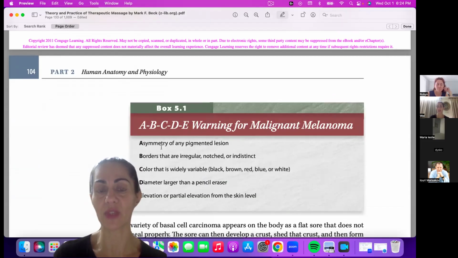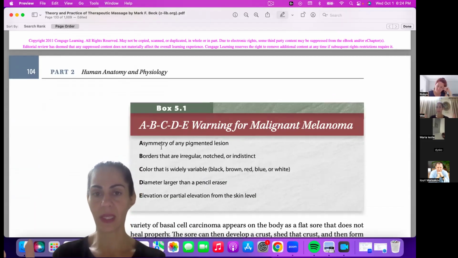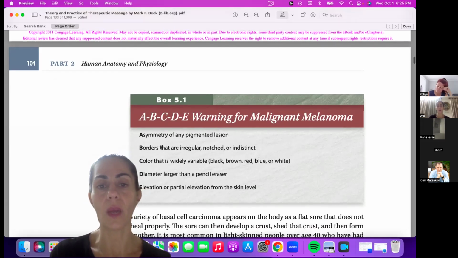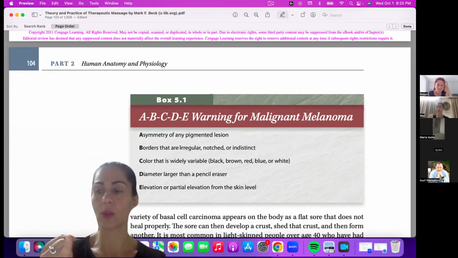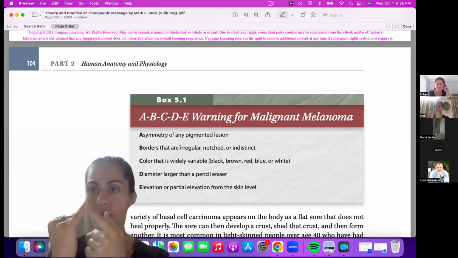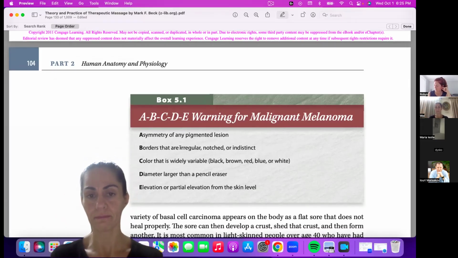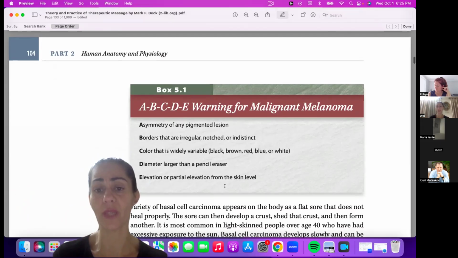One is asymmetry, meaning it's an asymmetrical shape. Symmetry means left and right are the same; asymmetrical means it doesn't have a regular shape. The borders are irregular, notched, and distended, and the colors widely range from black, brown, blue, and white. The diameter is larger than a pencil eraser or the nail of your little finger. And it elevates, or a portion of it elevates, from the skin level. So it's not flat, in other words.